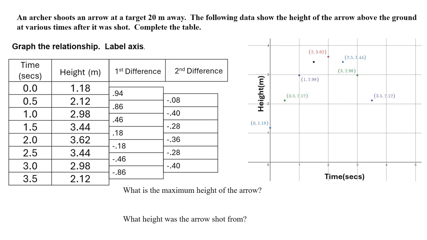Then we're asked, what height was the arrow shot from? Well, when the arrow was shot, the time is 0 seconds. So we'll start at 0 seconds and then see what the height is. And we can see that the height is 1.18 at that point. So our maximum height, 3.62 meters. The height of the arrow when it was shot, 1.18 meters.